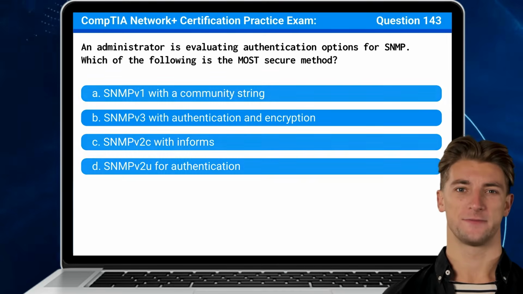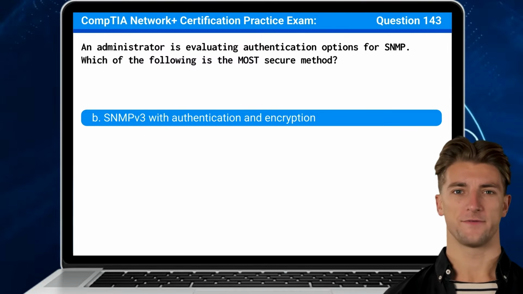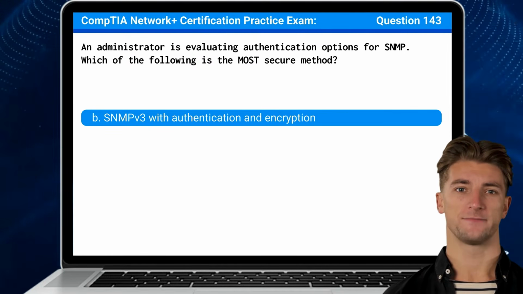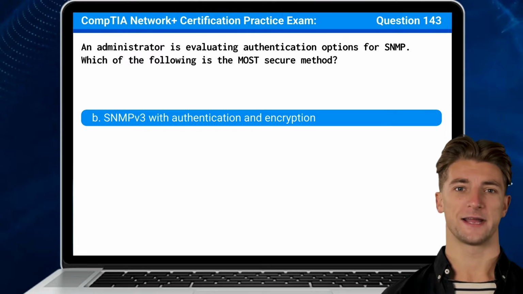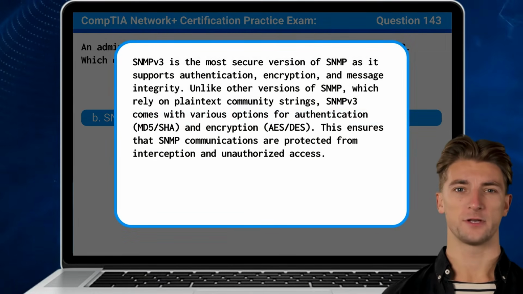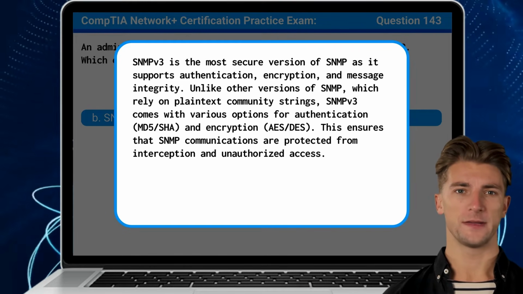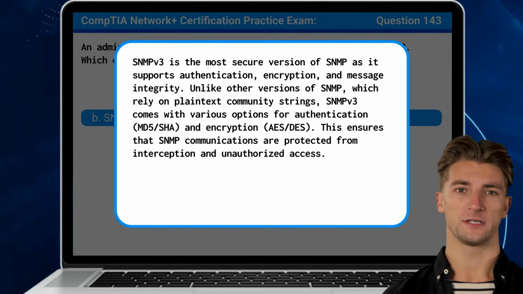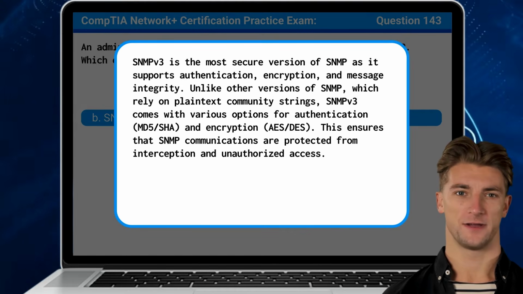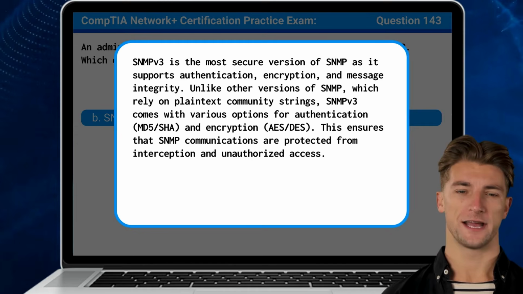The answer is B. SNMP version 3 with authentication and encryption. SNMP version 3 is the most secure version of SNMP as it supports authentication, encryption, and message integrity. Unlike other versions of SNMP, which rely on plaintext community strings, SNMP version 3 comes with various options for authentication and encryption. This ensures that SNMP communications are protected from interception and unauthorized access.